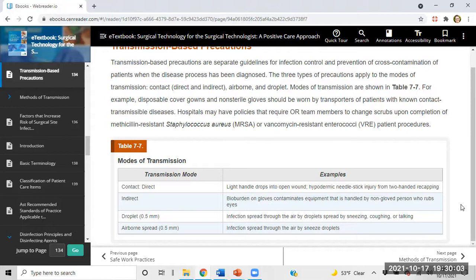Indirect, so this is the bioburden of contaminants. That is body fluids and blood on the gloves that contaminate equipment, and then it's handed to a non-gloved person, and then they rub their eyes. Droplet, of course, this is airway by sneezing, coughing, or talking. And then airborne spread, and so this is by a sneeze.